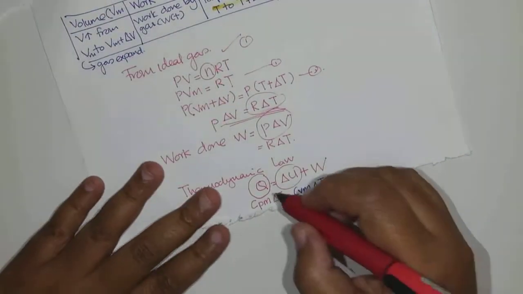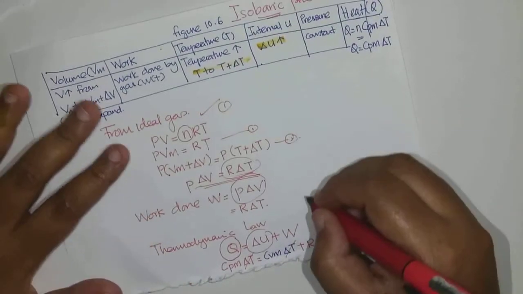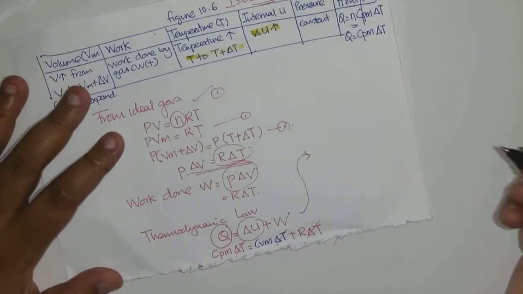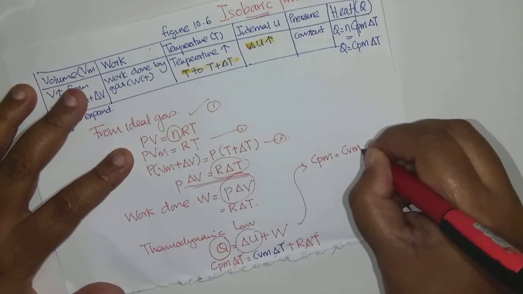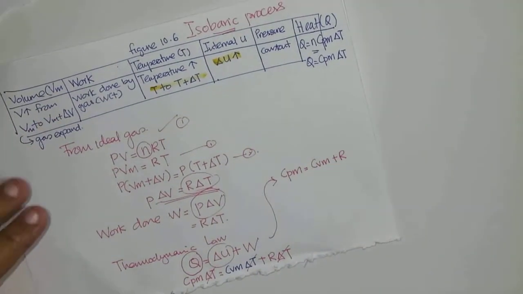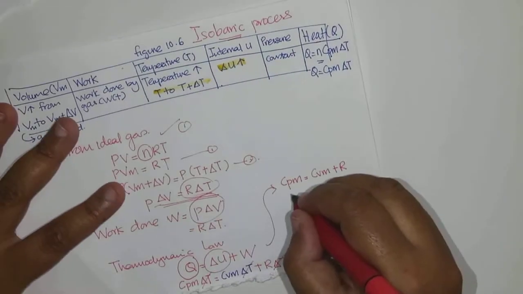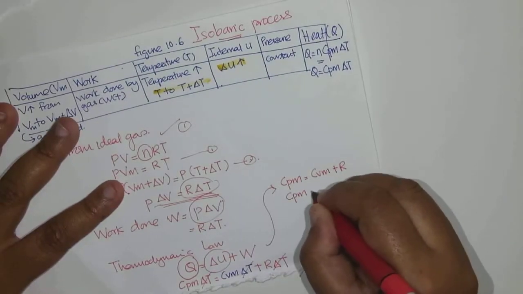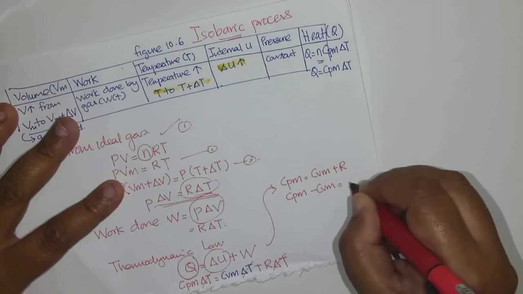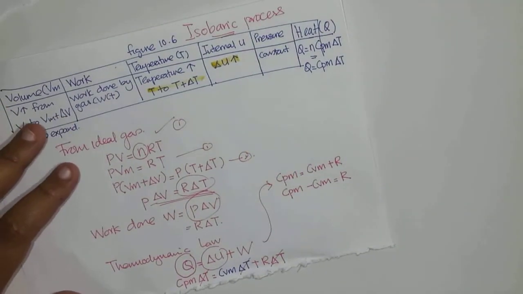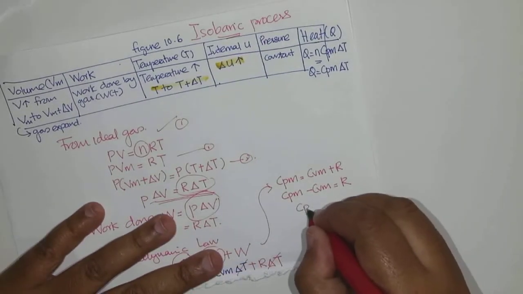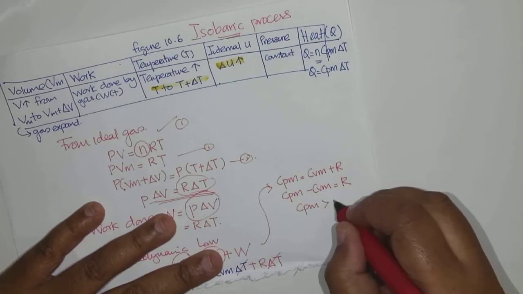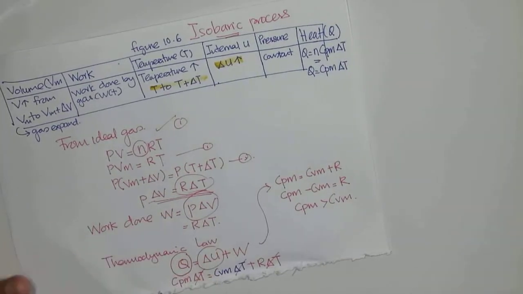Now cancel, cancel, cancel. I'm going to continue here, which is Cpm equals Cvm plus R. Then I bring it to the other side and you will notice Cpm minus Cvm equals R. And I can say from this formula that Cpm is greater than Cvm.